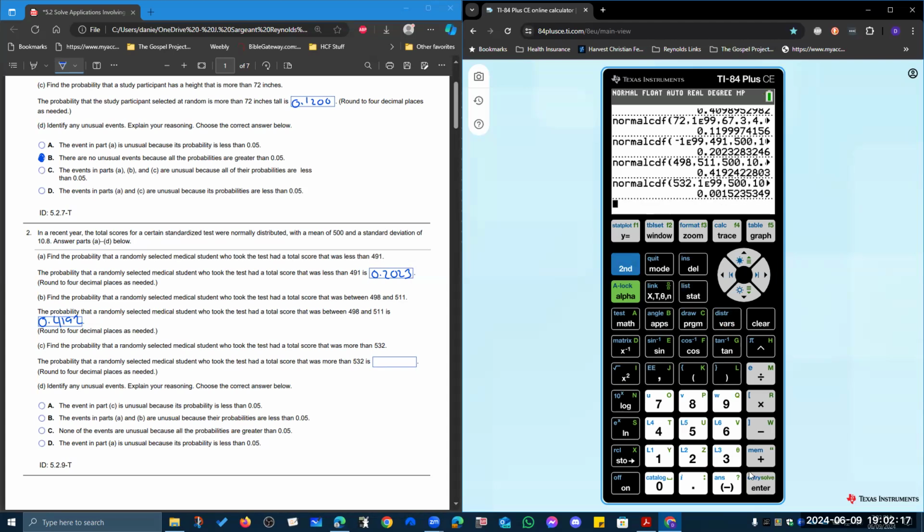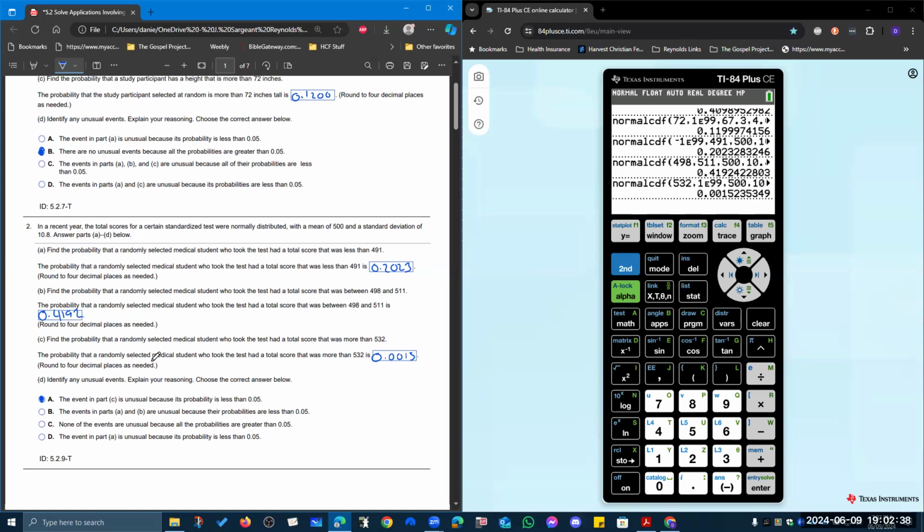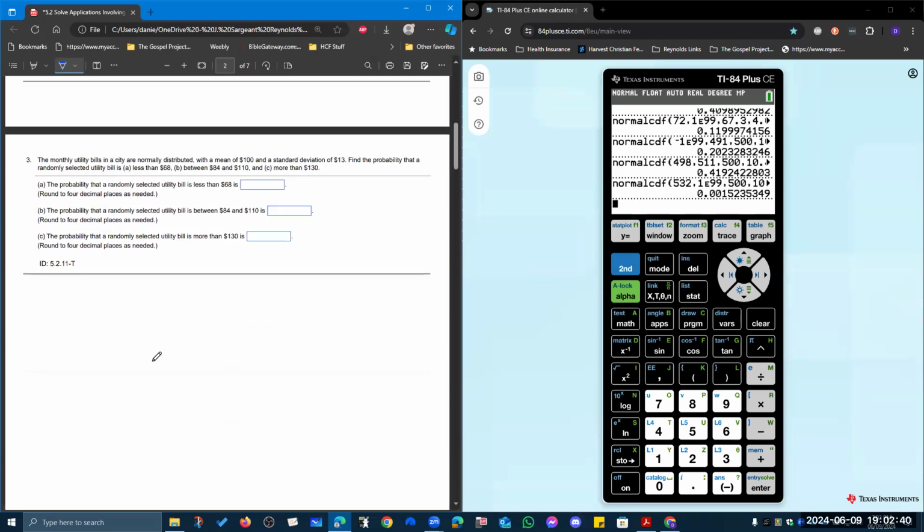And we see that that's going to be our unusual event there, 0.0015. It would be most unusual for someone to get a score that high. So part C is unusual because its probability is less than 5%. The other two are greater than 5%, so they're not unusual events.